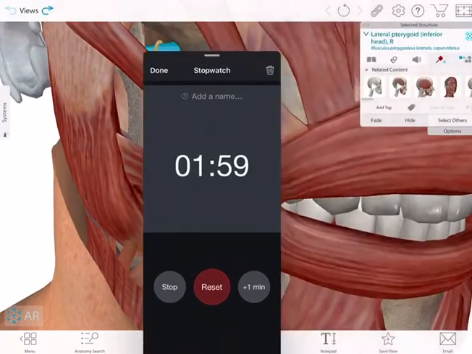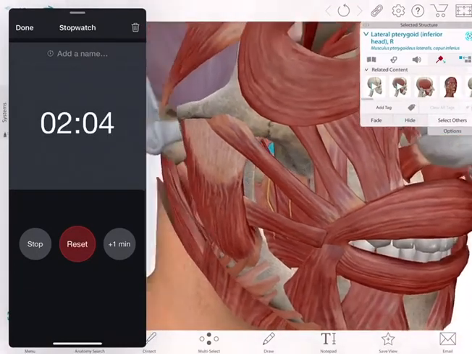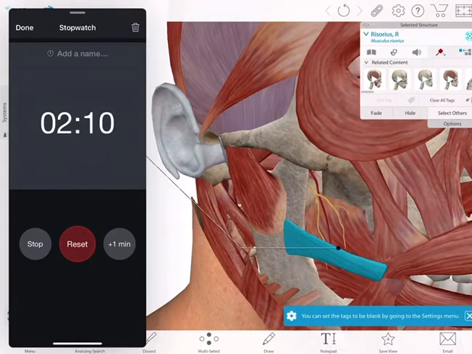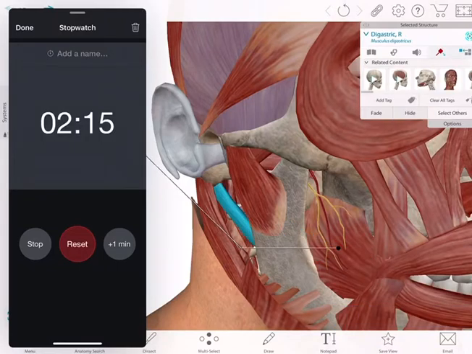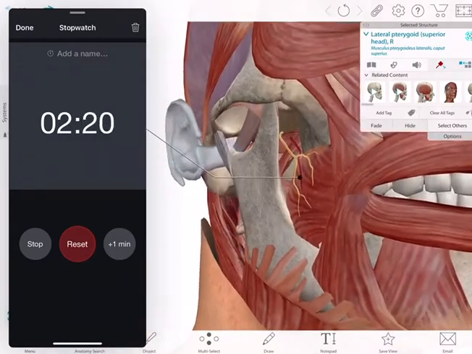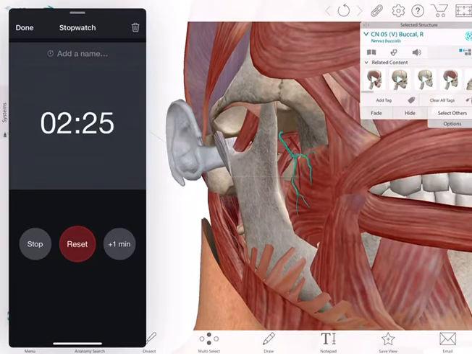Here's one head, the inferior head, and we can see above it the superior head, mainly if we remove these muscles. Here we can see the superior head of the lateral pterygoid muscle. Here's the inferior head, and this is the buccal nerve. And the blood supply of the cheeks will also be the buccal artery, which we can see here.